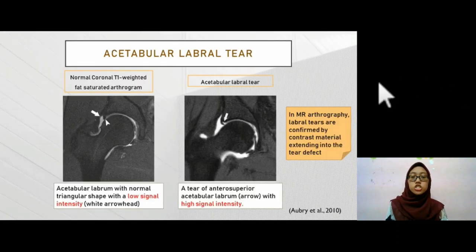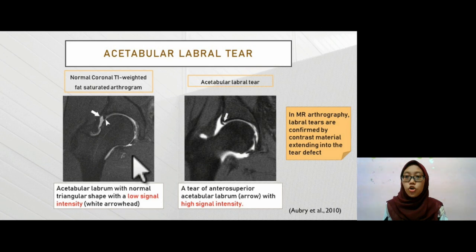Okay, for image appearance in acetabular labral tear, as we can see in the normal coronal T1 weighted fat-suppressed arthrogram, the image shows a low signal intensity, but in the image with acetabular labral tear, there is high signal intensity here. So, in MRI arthrography, labral tears are confirmed by contrast material extending into the tear defect.